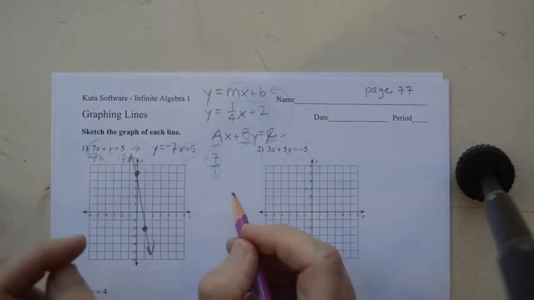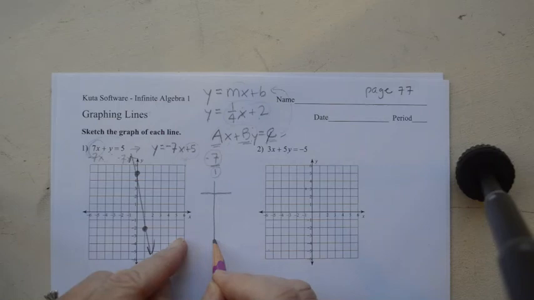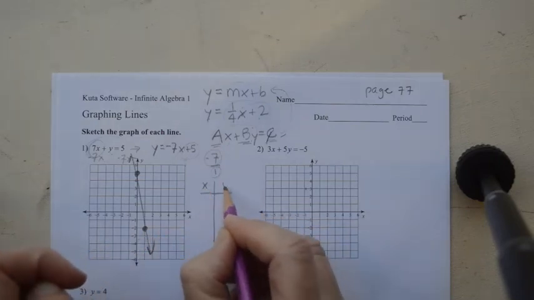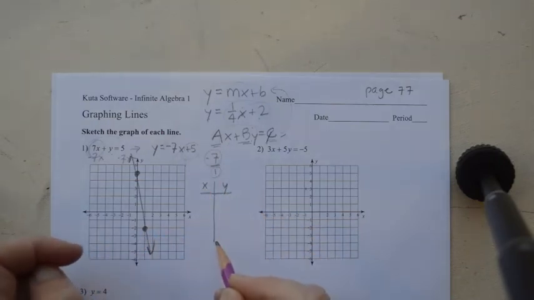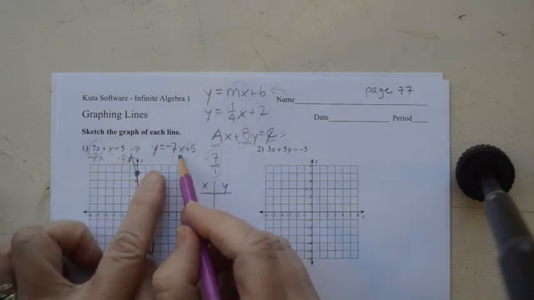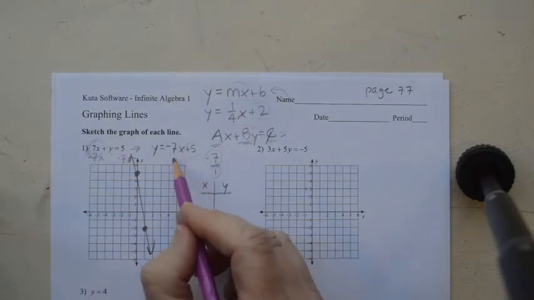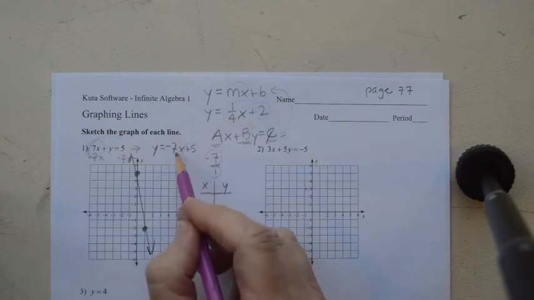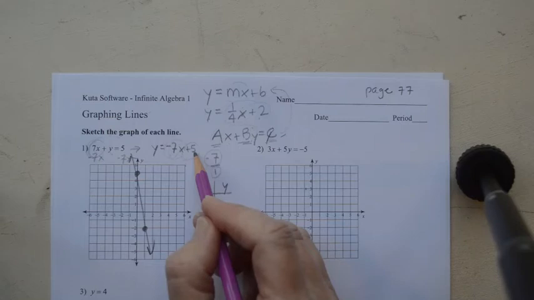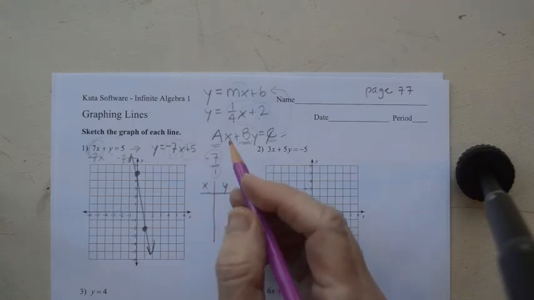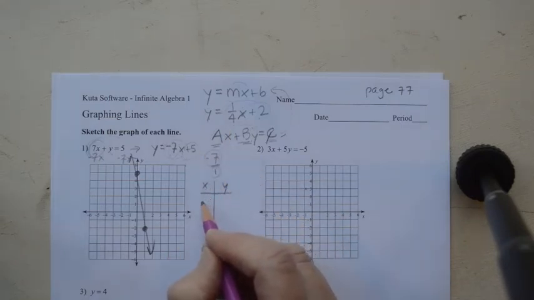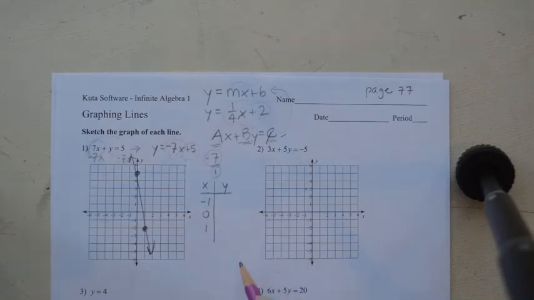All right, but let's just confirm that with our XY table since this is a new strategy. Again, I don't have a whole lot of room here, so even if I pick something like -2 or +2, that's going to make this pretty big. It's either going to give us -14 or +14. I add 5 to that, I'm definitely off the graph. So I'm just going to stick with -1, 0, and 1.